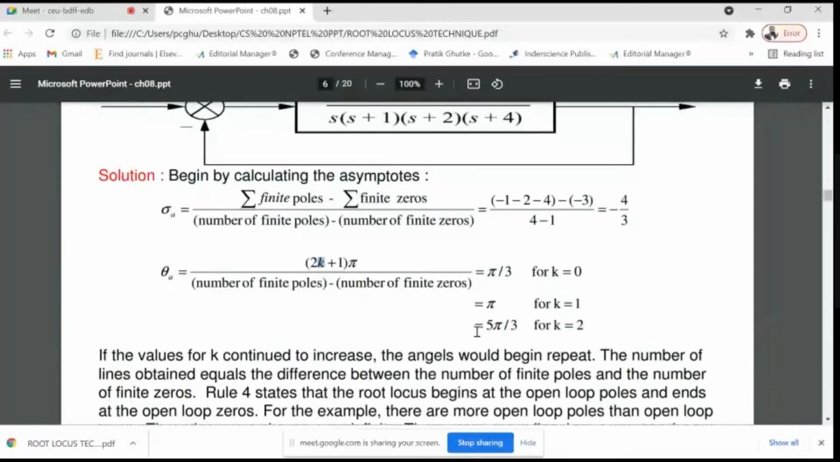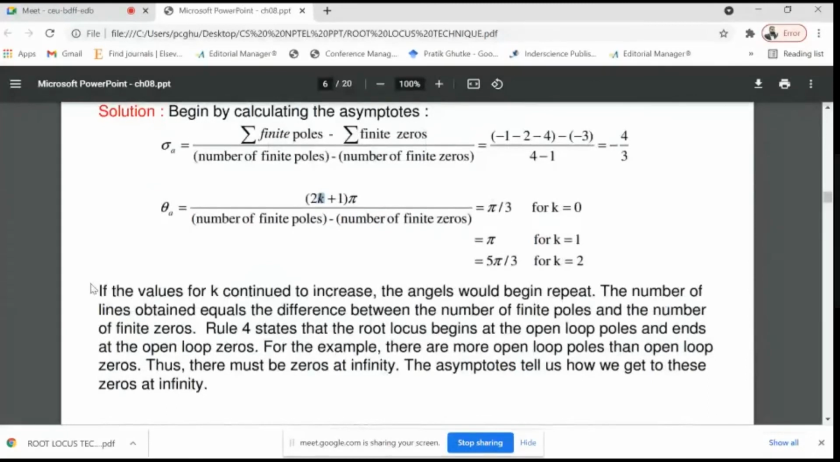Now moving forward, if the value of k continues to increase, the angle would repeat. The number of lines obtained is equal to the difference between the number of finite poles and the finite zeros. Rule 4 states that the root locus begins at the open loop poles and ends at the open loop zeros. You have to keep that in mind: the root locus always starts at the open loop poles and ends at the open loop zeros.